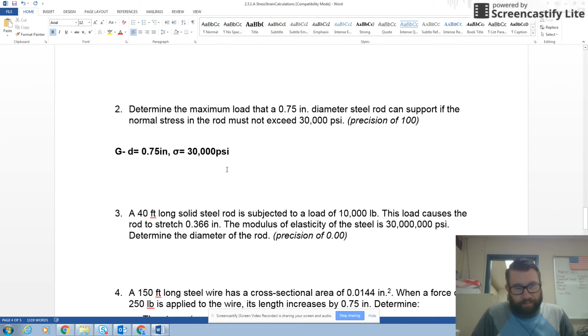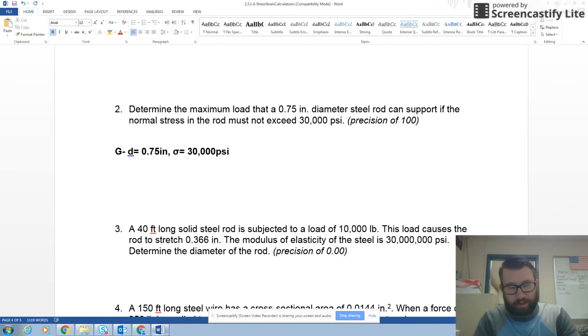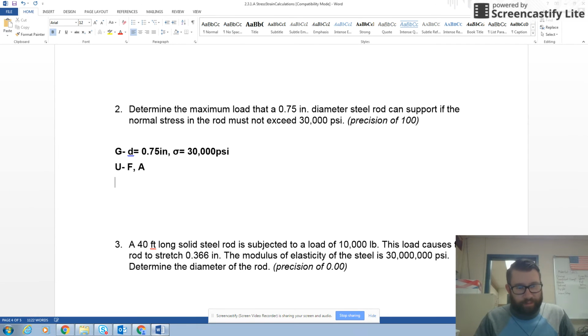Okay, next I'm looking for my unknowns. Here it says determine the maximum load. So in this case, maximum load is really a force, and that's all it's asking for. But I'm also going to need to figure out area. So force and area for my unknowns.